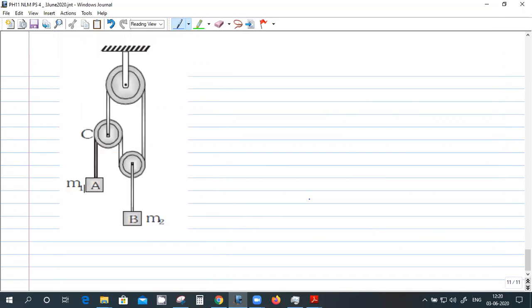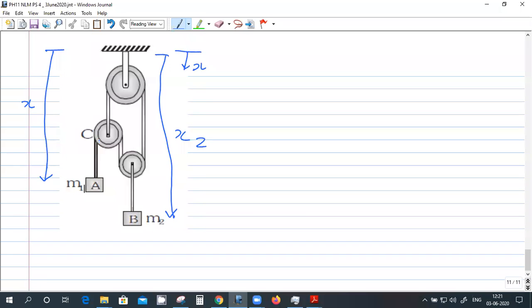Okay. So what I will do is I'll put my coordinate system here, and this is my direction of x. The coordinate of this mass is x1. The coordinate of this mass is x2. This is a fixed length, and x2 is this length, right? And this is x1.